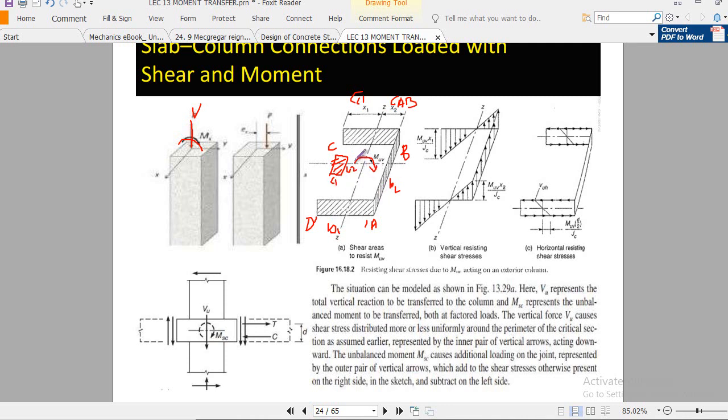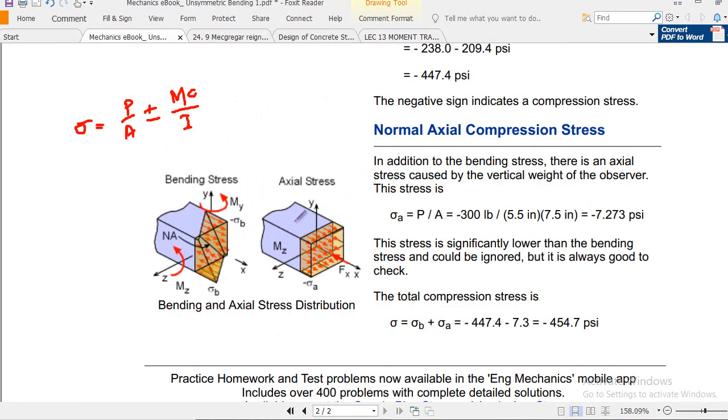Now, as the moment is acting right here, this side will be in compression and that side will be in tension. Those compression and tension forces basically create shear stresses along the shear perimeter. You see, this is the shear perimeter, and the 3D view is basically here. This is the depth d, right? And this is b0. Due to this moment, this side will be in compression and that side will be in tension, as we already understand.